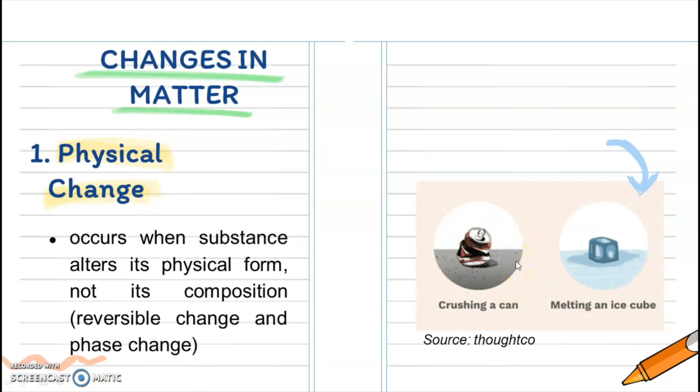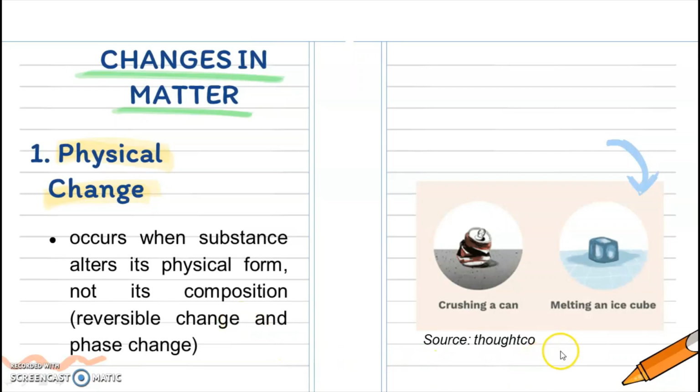Pero, gawa pa rin siya sa metal. And pwede natin siyang ibalik sa kanyang original form by stretching. So, yun yung tinatawag nating reversible change, kapag pwede natin siyang ibalik sa dati niyang itsura.